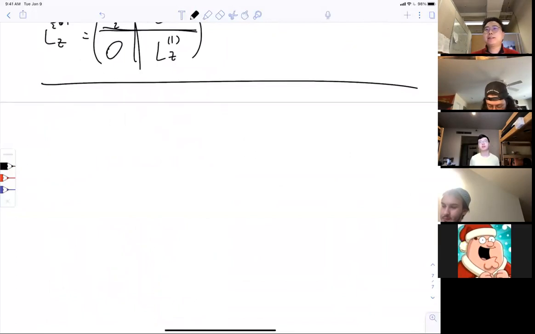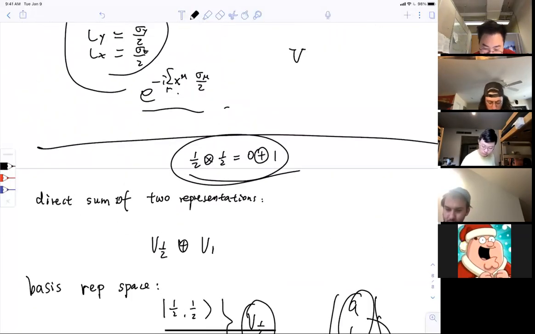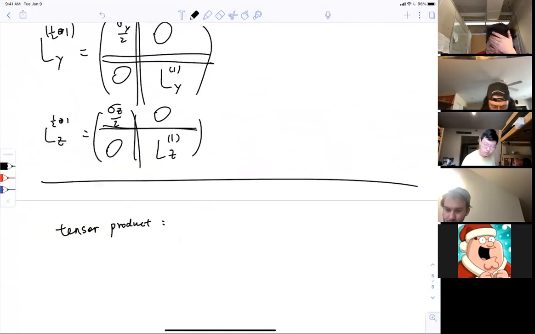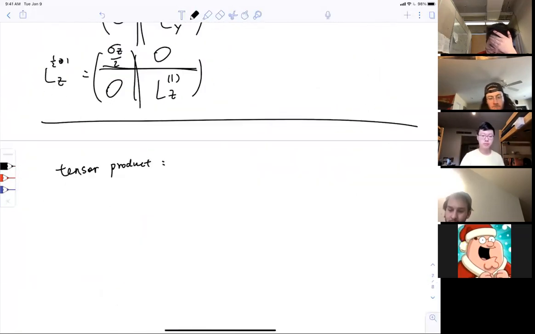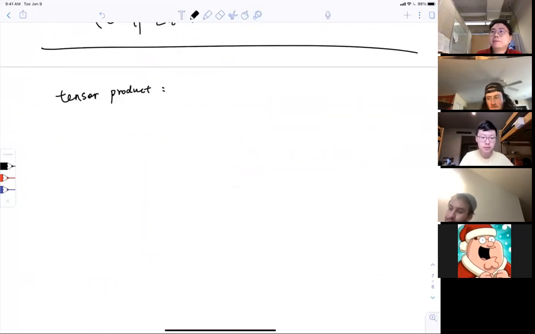Another thing is the tensor product of two representations. Here I'm telling you this kind of concept using examples. If you're really interested in how we do it in general, you can just pick up a random group theory book and take notes. For example, spin 1/2 tensor product spin 1/2.